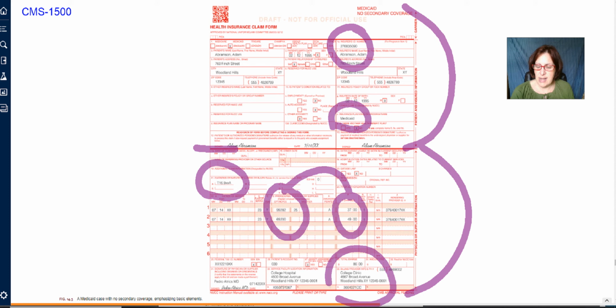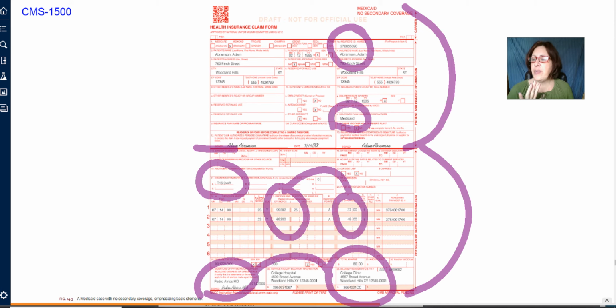And this is who wants to get paid, okay? This is the doctor who did the service, but this doctor works for this office, okay? So this claim form is submitted to the insurance company. They will process it and issue payment. Hopefully, right? That's how it works.